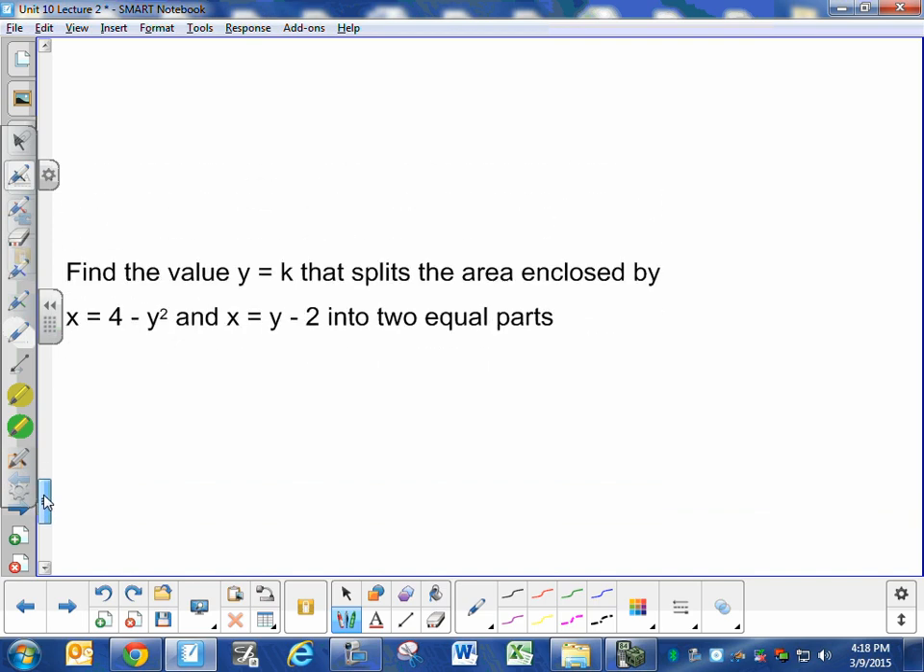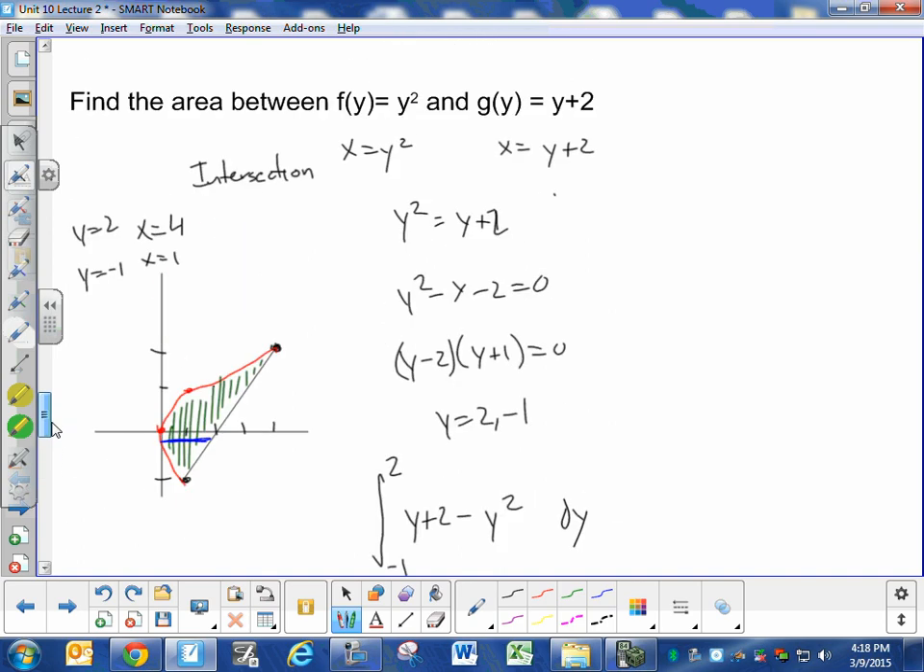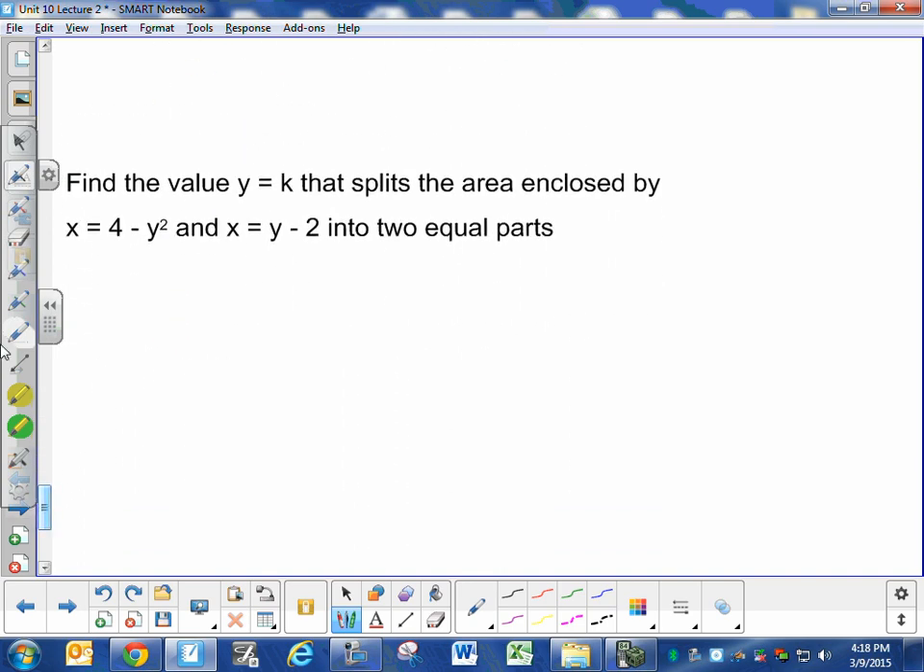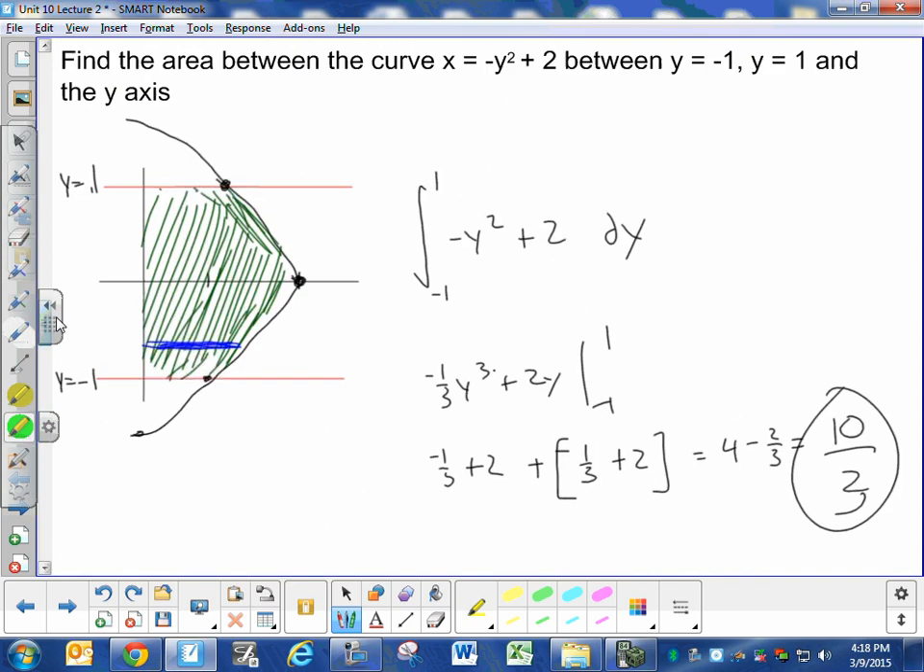Okay, finally, we're going to get to finding the value of y equals k that splits the area enclosed by these graphs into two equal parts. You have 4 minus y squared and y minus 2. So we'll do this one, and then it'll be along with this one. So this is the whole situation that we were talking about at the end of last class.